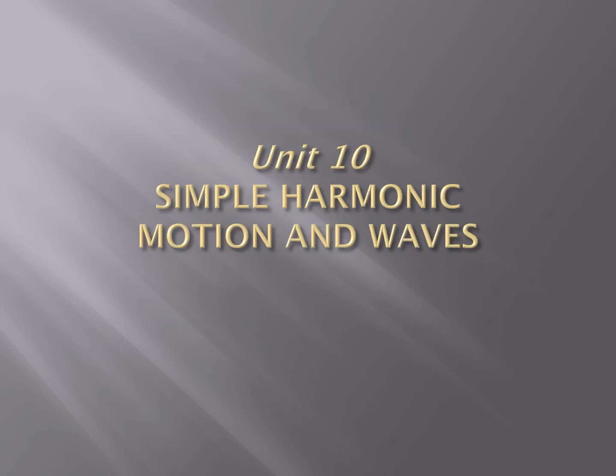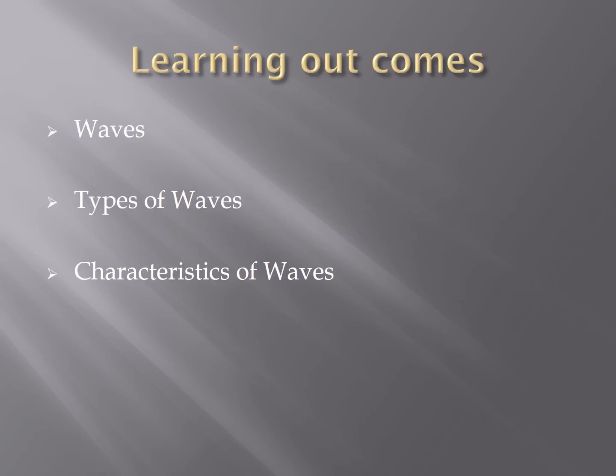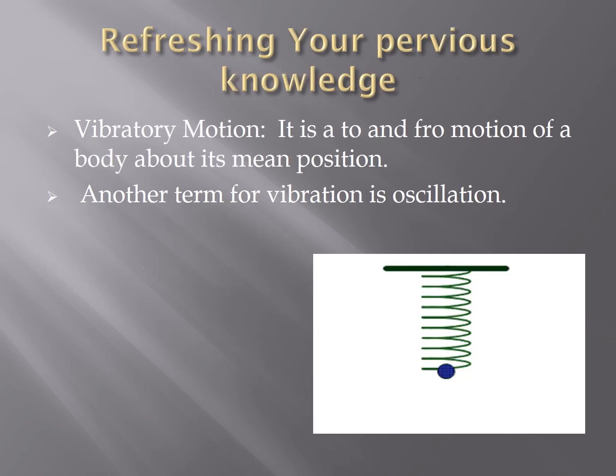This is unit number 10, simple harmonic motion and waves. In this lecture, we will discuss waves, types of waves, and characteristics of waves in detail. In order to refresh your previous knowledge, I am going to discuss once again the vibratory motion. It is a to and fro motion of a body about its mean position. It is also known as oscillations.